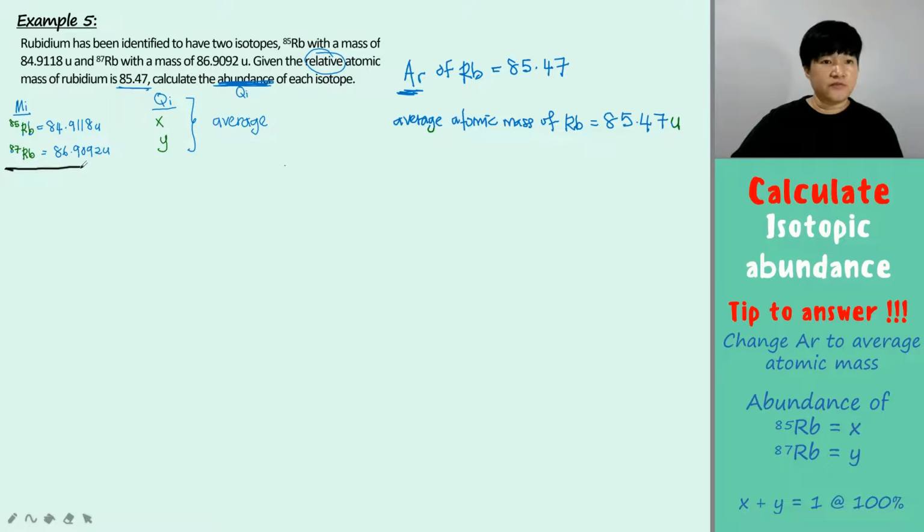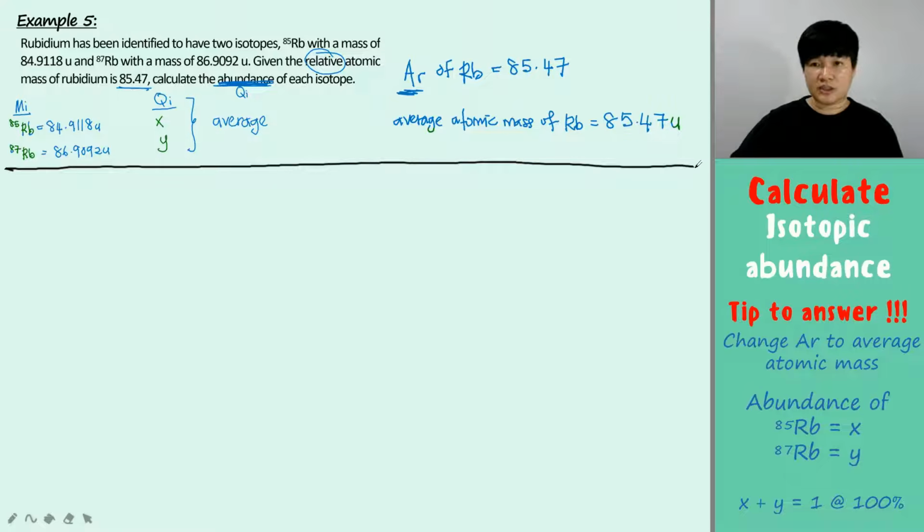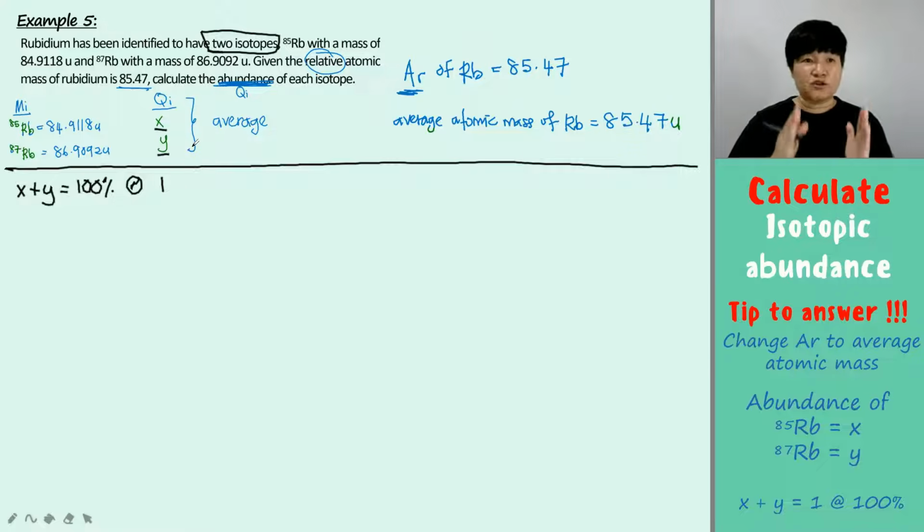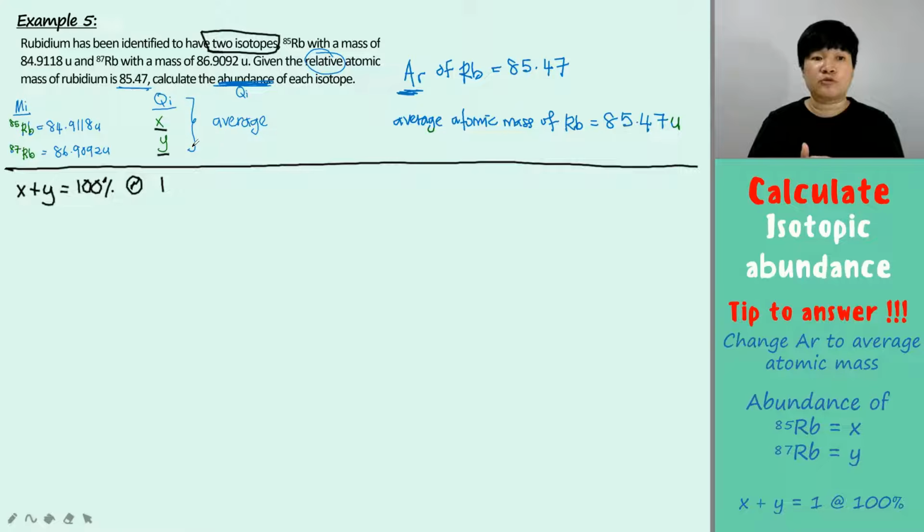So by using the information that we have from the previous calculation, we are going to look for the QI for the rubidium-85 and rubidium-87. But before that, we know that rubidium right now has only 2 isotopes. Okay? Since rubidium has only 2 isotopes, the X plus Y, the abundance of the 2 isotopes, must be equal to 100%. Or, to make the mathematics simpler, we can add them up to become 1. So the X plus Y can be equal to 100% or the X plus Y can be equal to 1.